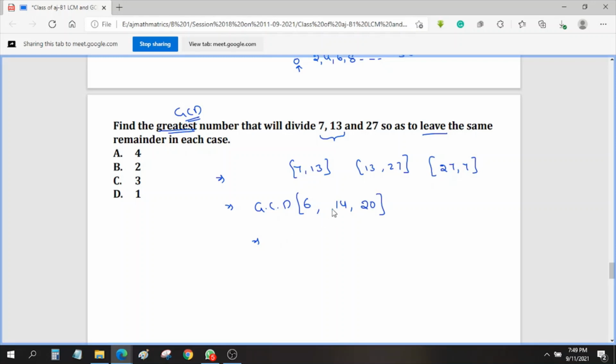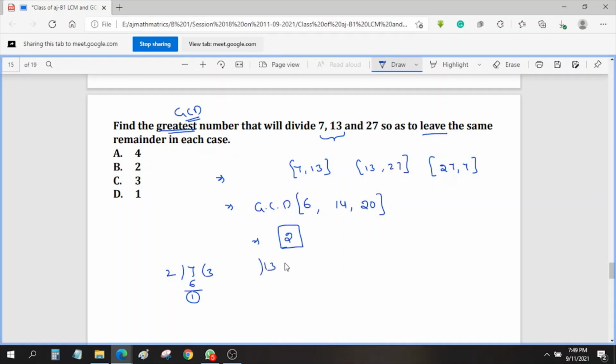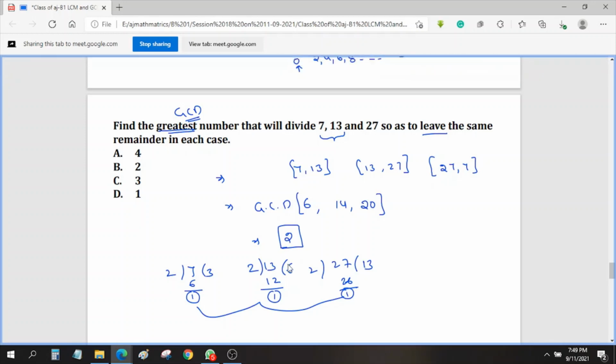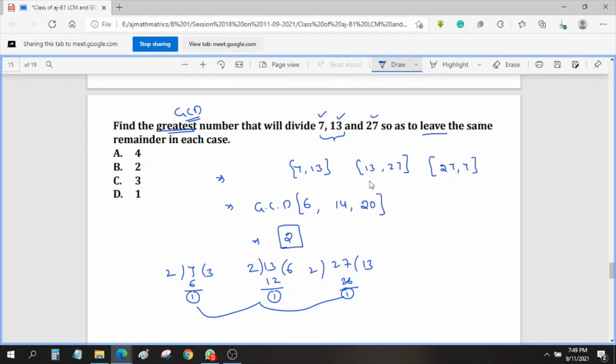So the GCD of these is 2, the greatest number which will divide them. Now if you want, you can check it. 7 divided by 2, 2 threes are 6, the remainder is 1. 13, 27, these are all odd numbers, so they leave the same remainder. 27 divided by 2 leaves 1, and 13 leaves 1. So the answer for the question is 2 in this case.